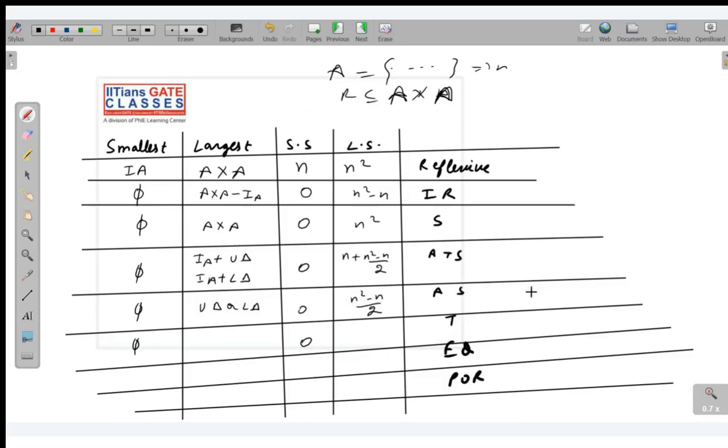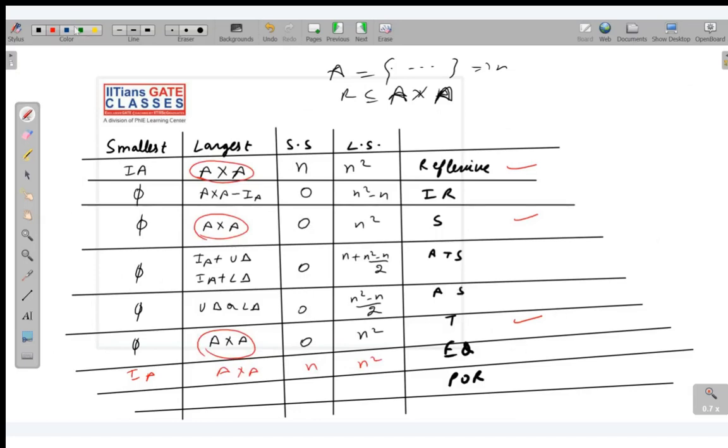What about transitive? The universal relation A cross A is transitive. So size will be n square. For equivalence relation, it should be reflexive, symmetric as well as transitive. So smallest will be IA. And largest will be what? Reflexive largest is A cross A, symmetric is this, transitive is this. So obviously A cross A is the largest. So smallest size is n and largest is n square.